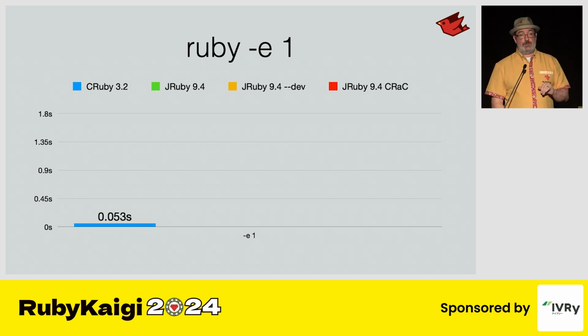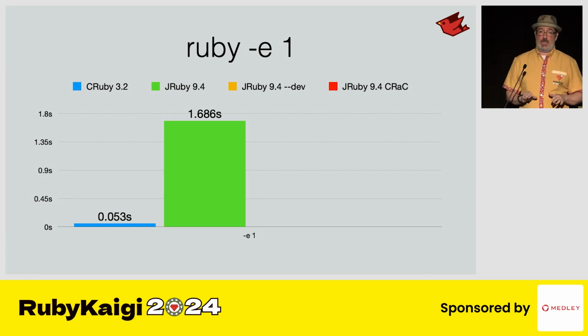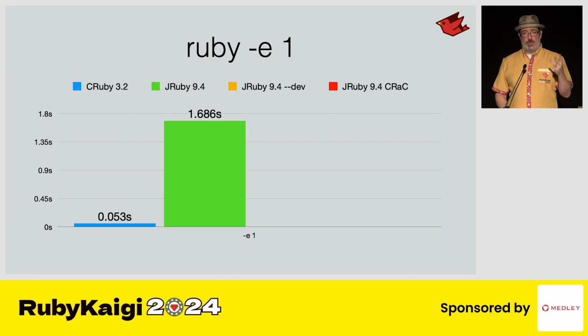So, JRuby, designed to start up fast. Very quick, 53 milliseconds to do this. JRuby 9.4, without passing any flags, a little slower. And this is probably the biggest pain point. It's the number 1, 2, and 3 complaint for new users coming to JRuby. Startup time is a very big pain point for them.